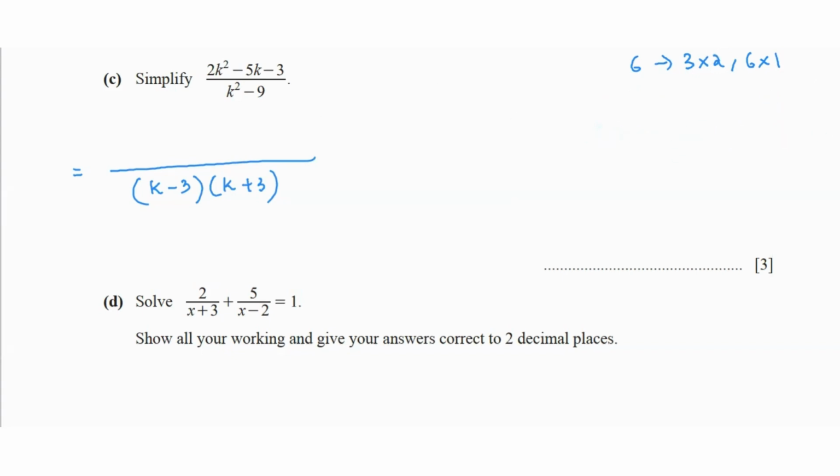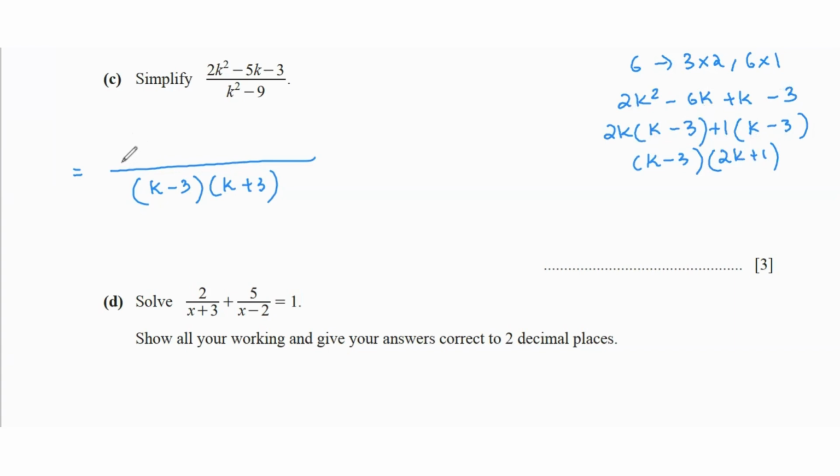So now let's choose 6 and 1. 2k squared minus 6k plus k minus 3. Between the first two terms, we have 2k common, so k minus 3. And in the last two terms, we have plus 1 common, so k minus 3 again. Now you can see that both the brackets have the same terms with the same signs. So we can take k minus 3 common and we'll have 2k plus 1 inside the bracket.